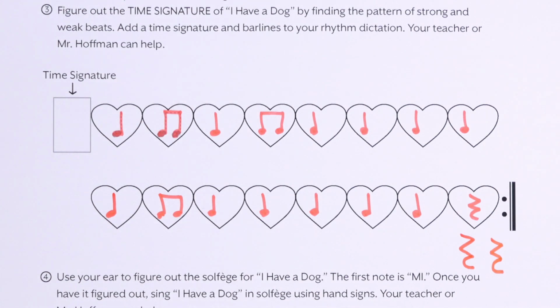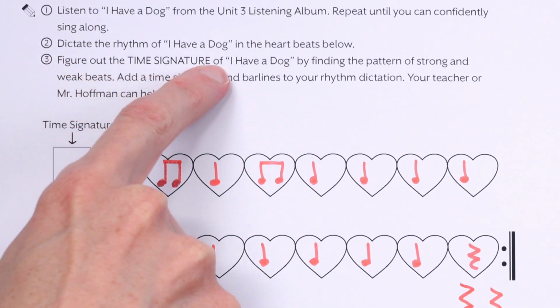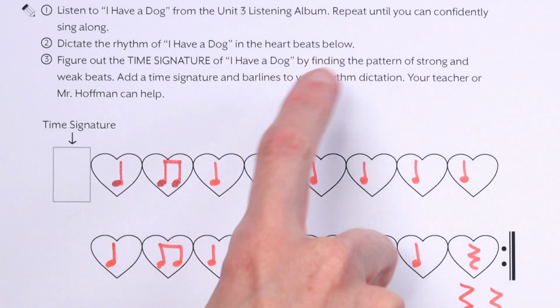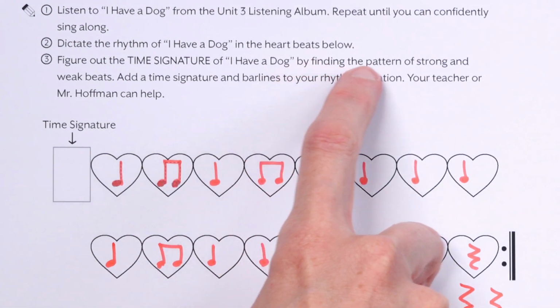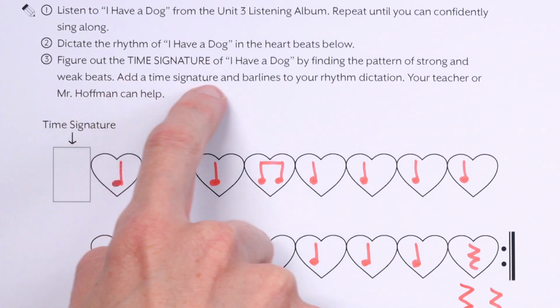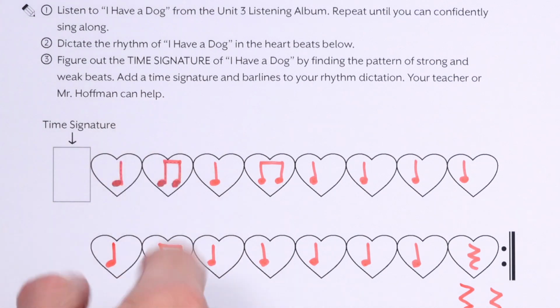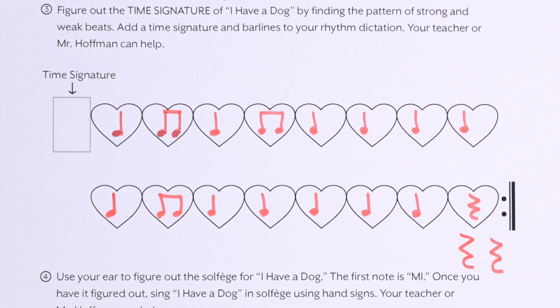Otherwise, let's keep going. Now let's do step 3, which is to figure out the time signature of I Have a Dog. It says in the instructions here, by finding the pattern of strong and weak beats. Add a time signature and bar lines to your rhythm dictation. Your teacher, Mr. Hoffman, can help. I'm Mr. Hoffman, and I'm here to help.